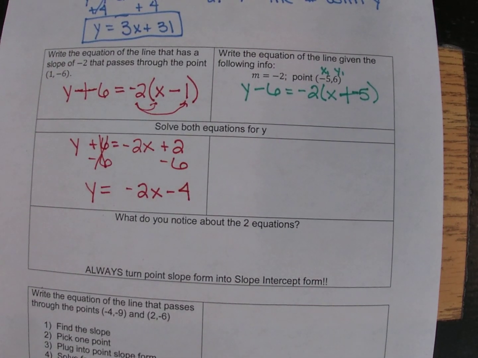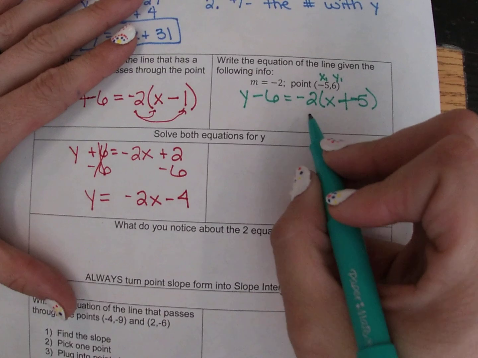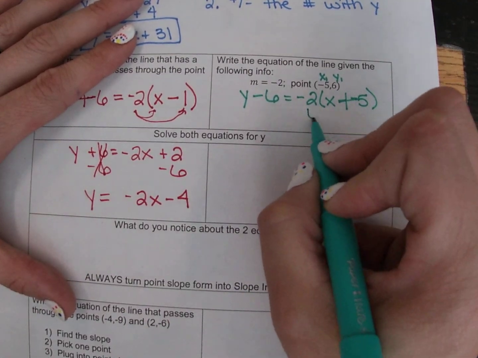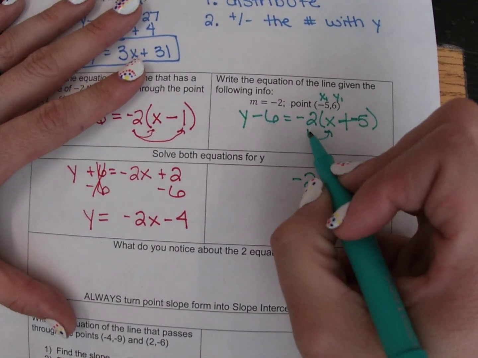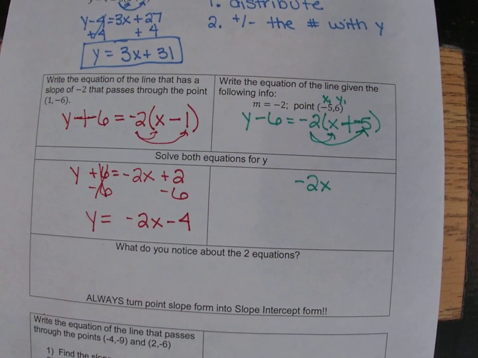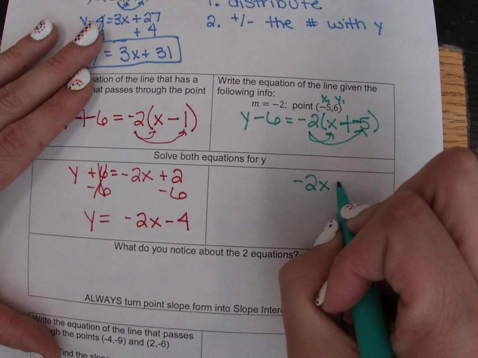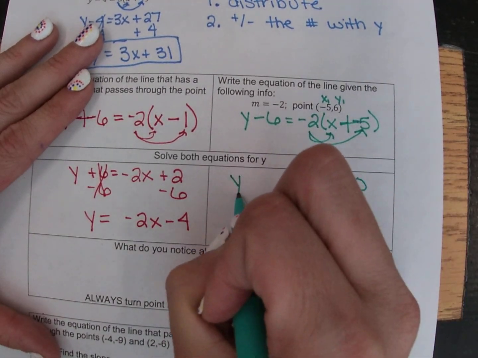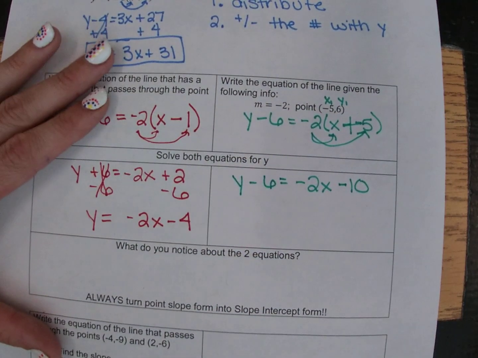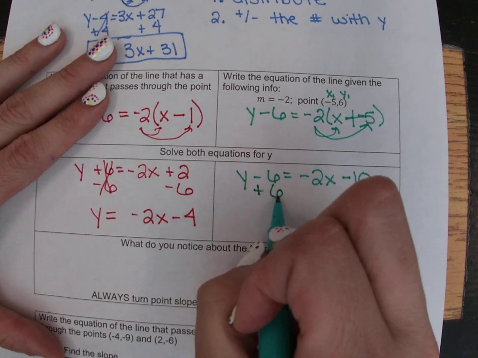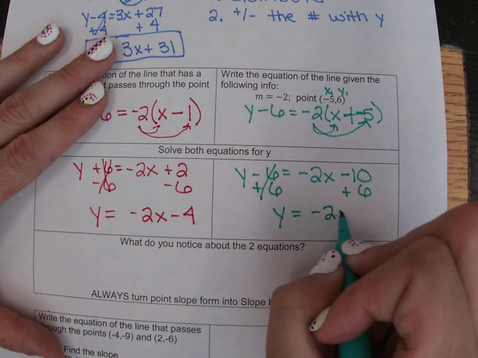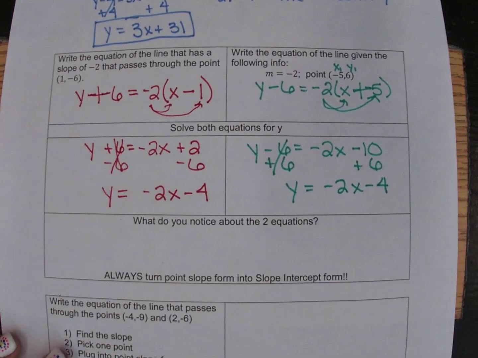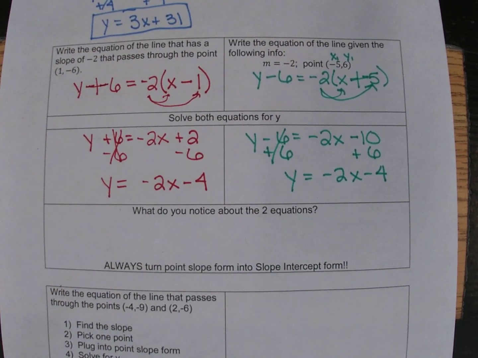Let's do the same thing for our equation over here on the right. The first thing we're going to do is distribute. So -2 times x gives us -2x, and -2 times a positive 5, because those two negatives made a positive, gives us -10. We'll undo subtracting 6 by adding 6, and we'll get y equals -2x minus 4.